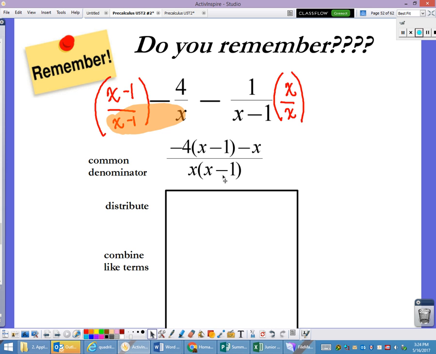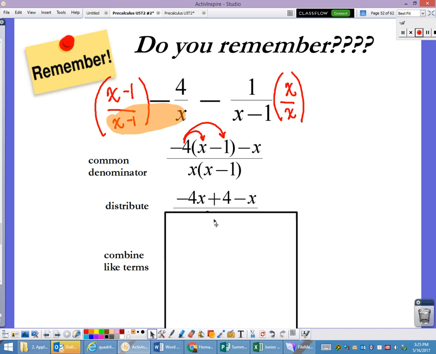So x and x minus 1. Now I'm going to distribute that negative 4 to the x and to the negative 1. Remember, that's this negative 4 being distributed to this expression. And then I just did negative 1 times x, which is negative x, so that's how I get this one here. After I distribute, I will be left with negative 4x plus 4 minus x. And then I'm going to distribute on the bottom as well, so x times x and x times negative 1.